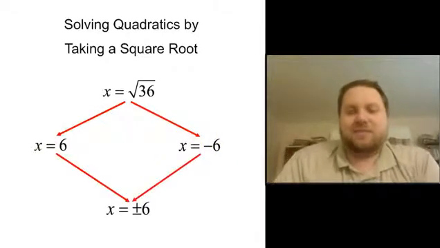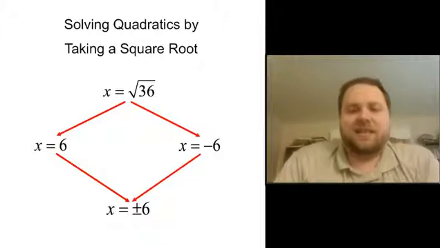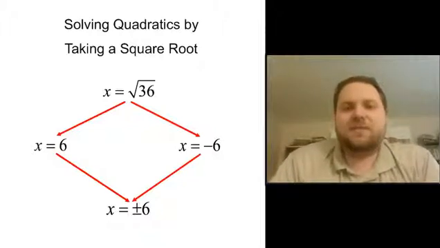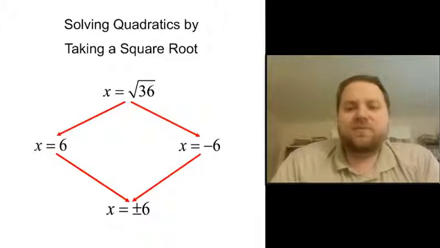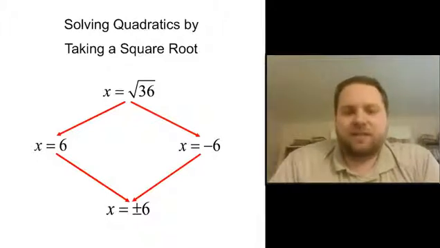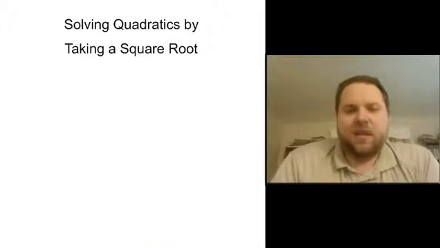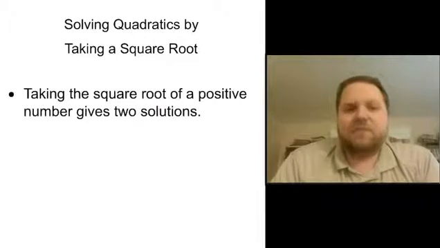We can say x is equal to plus or minus 6. That means x could be positive 6 or x could be negative 6. So when we solve an equation by doing this, we're going to get two solutions. We're going to get a positive number and a negative number. So just to sum up here, if we're taking the square root of a positive number, you're going to get two solutions, one positive and one negative.